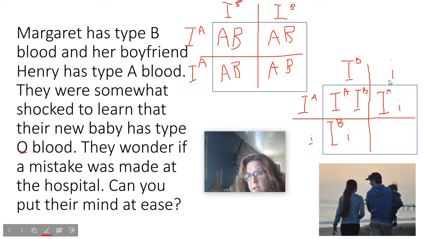But look at this. If the child gets a recessive from both parents, then that child will have type O blood. So I don't think the hospital made a mistake. And it's good because now we don't have to do up any more Punnett squares for this problem because we've solved it. So the child is, well, most likely theirs.